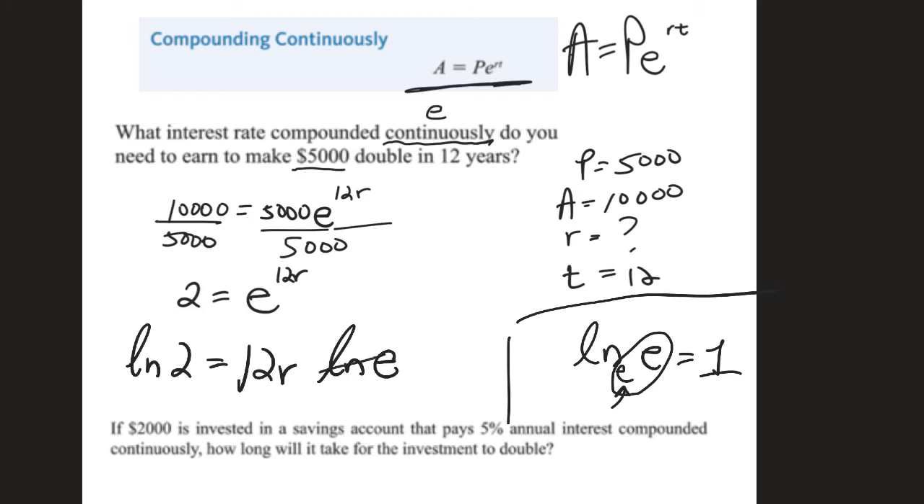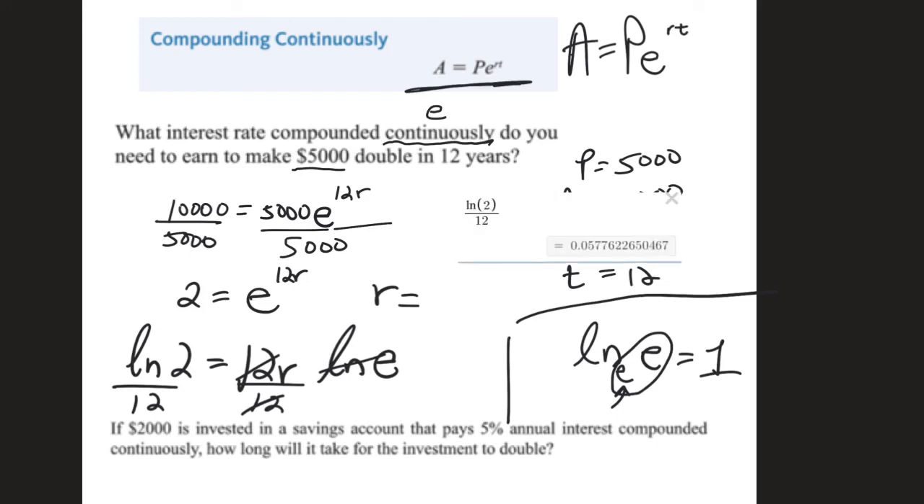So basically, when you take the natural log of e, it's like a canceller, because this is equal to 1. And if that's equal to 1, all I need to do to get r alone is divide both sides by 12. So in my calculator, I'm going to put the natural log of 2 divided by 12. My rate is going to be 0.0578. There is my rate of interest for continuously compounded interest in the situation that we just had.